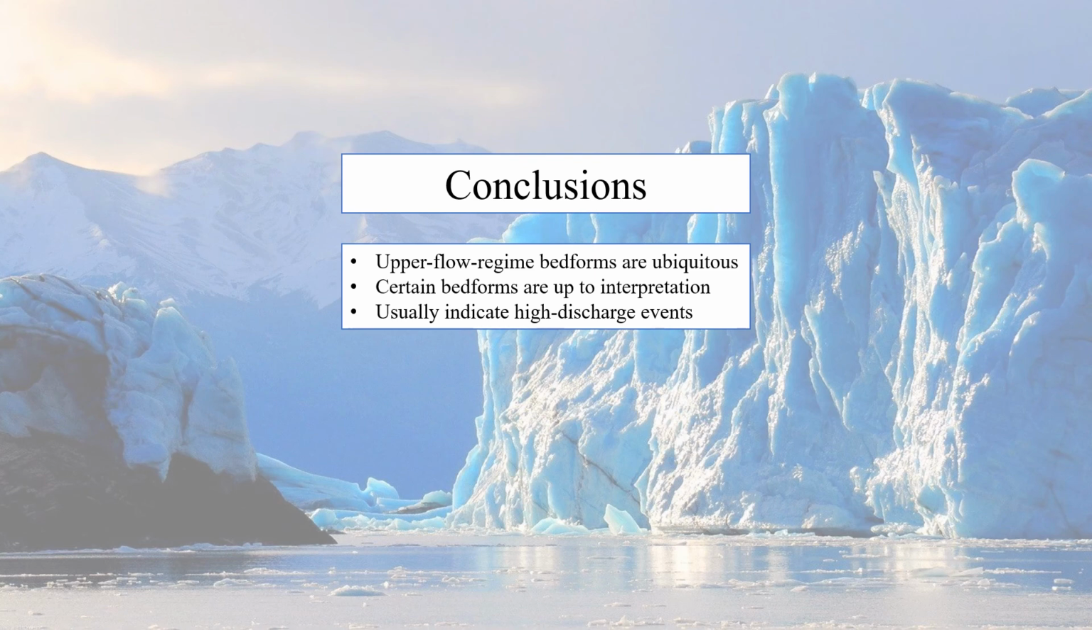And conclusions. We can now see that upper flow regime bedforms are absolutely ubiquitous in glacigenic settings. We can also see that some bedforms like chutes and pools and cyclic steps are interchangeable and are often up to interpretation. We can also see that the deposits that we looked at are good signatures for high discharge events.